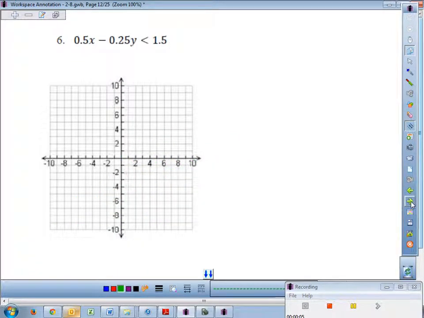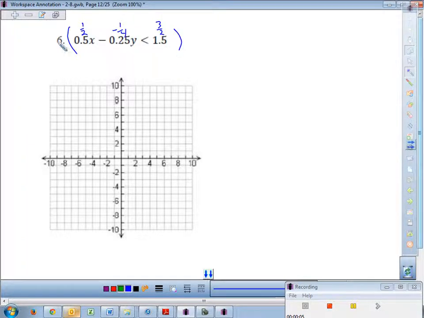Next. Ooh, me no likey. Got to get y all by itself, but let's get rid of these nasty decimals. Let's think about what we could multiply by. This is really what as a fraction? 1/2. This is really what as a fraction? -1/4. And this is really what as a fraction? 3/2. What would you multiply everything by to clear the fractions? Take it all times 4. That's what I'm going to do first. Take your times 4.